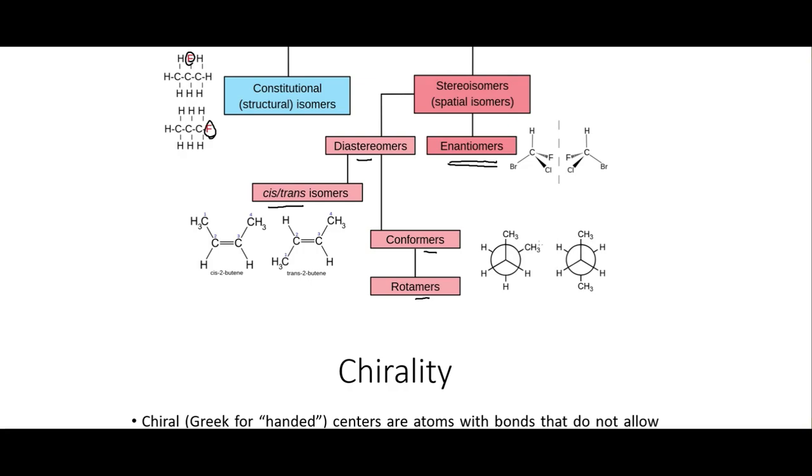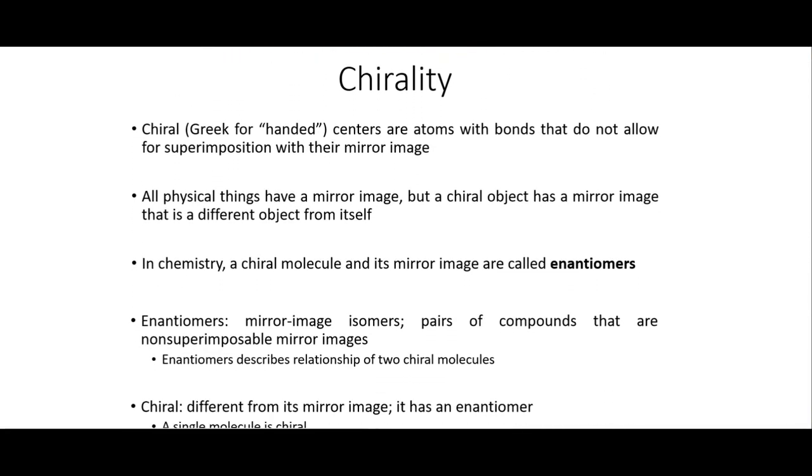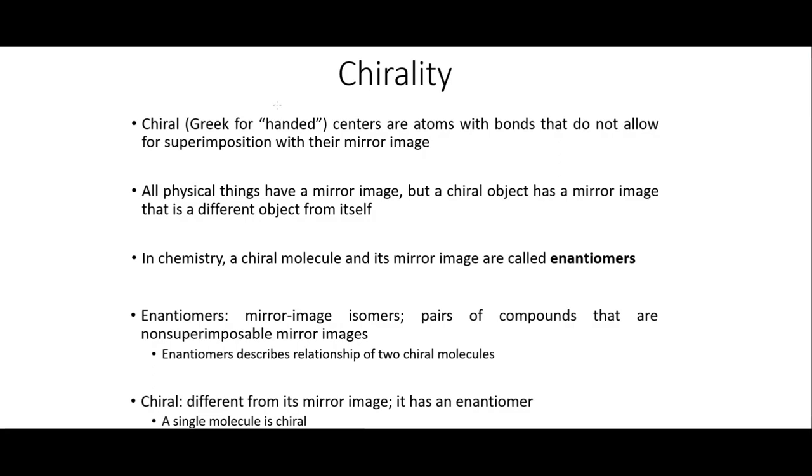And so enantiomers are mirror image molecules, and so a molecule can be chiral, chiral being Greek for handed, and we'll see here that using the hands is a good sort of metaphor for the chirality of molecules. And so chiral centers are atoms with bonds that do not allow for superimposition with their mirror image. And we will show that here in a little bit. But I just wanted to go through this.